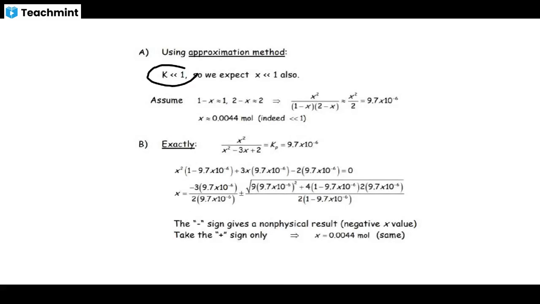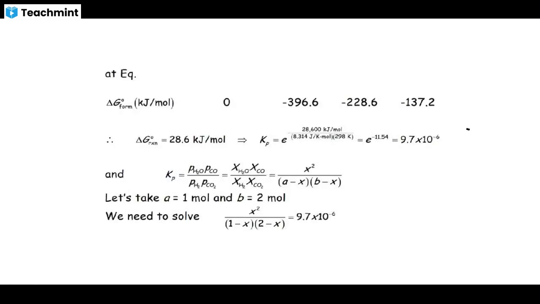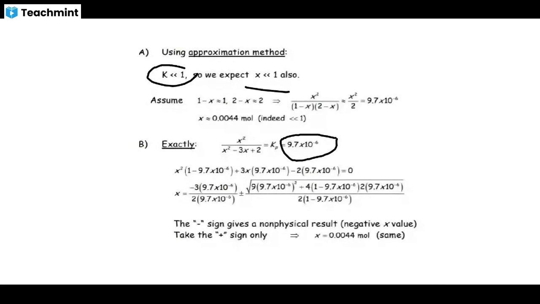Here you see the K value obtained is 9.7 into 10 power minus 6. That is 0.0000097, so it is very much less than 1. When K is less than 1, we can expect the mole fraction is less than 1.